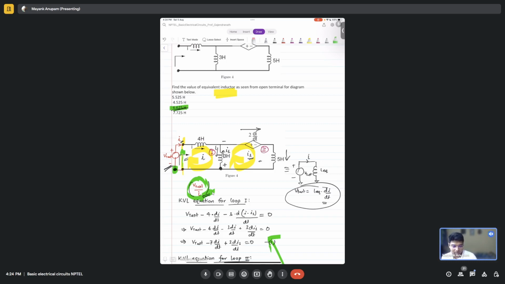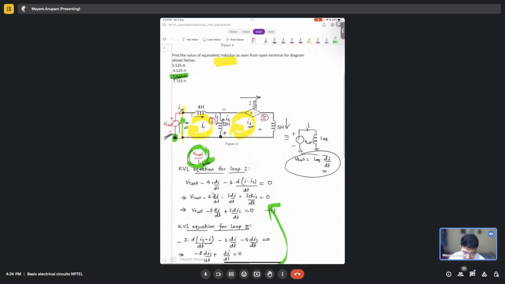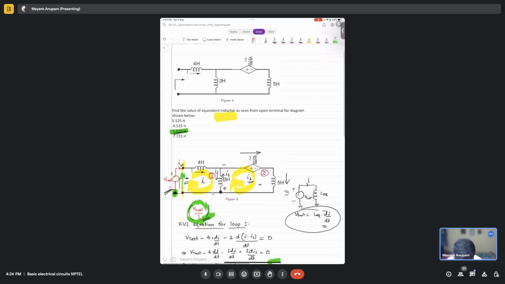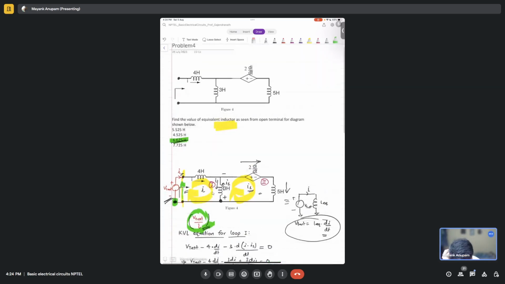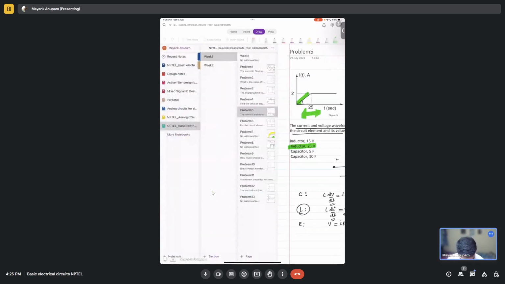Here we need to understand that an inductor's relation between voltage and current is not a simple proportionality, but a proportionality in a differential equation, right? So you need to understand that, and then you can do this. Is there any doubt in this question? Okay, fine. Moving on, this was done.